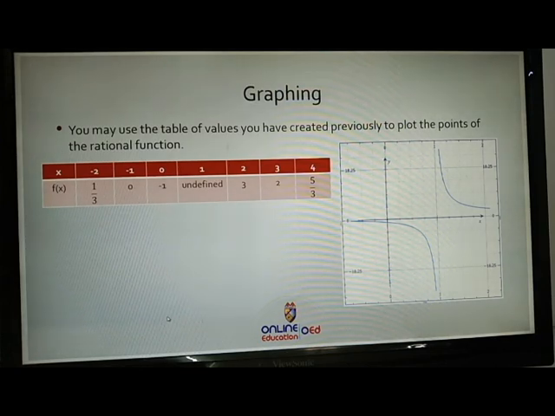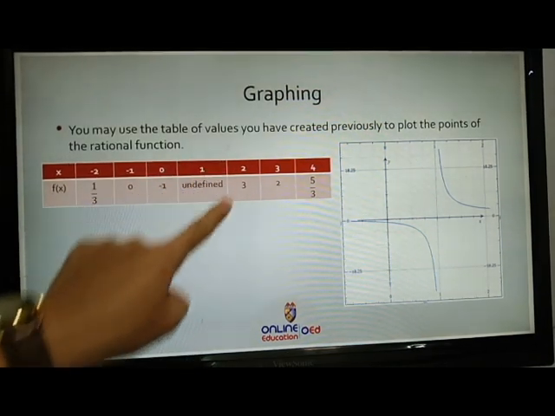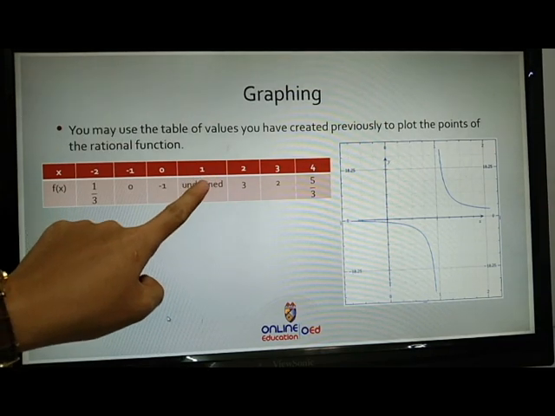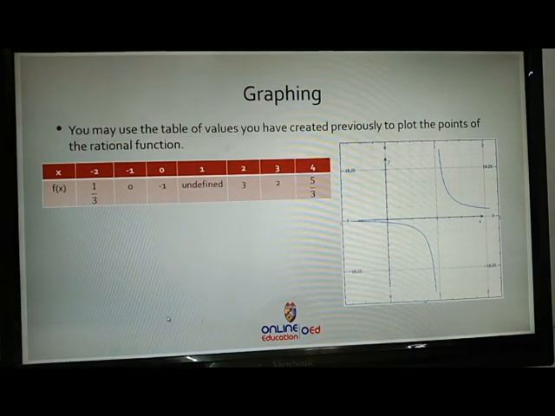And so on and so forth. This point, you cannot actually plot this because the ordered pair is meaningless. Okay? So that's it.